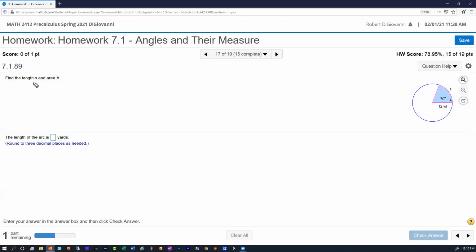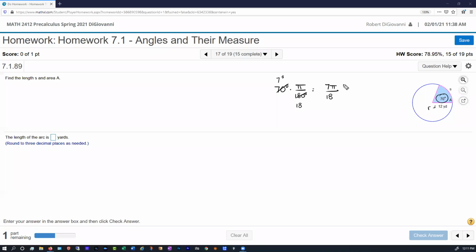To find the length S and the area A. So they give us the radius, here it's 12, and they give us the angle here, 70 degrees. Be careful. We have to convert that to radians. We have to multiply by pi and divide by 180. And so let me reduce. 10 goes into 70 seven times, and 10 goes into 180 eighteen times. So I have 7 pi over 18, the degrees cancel.